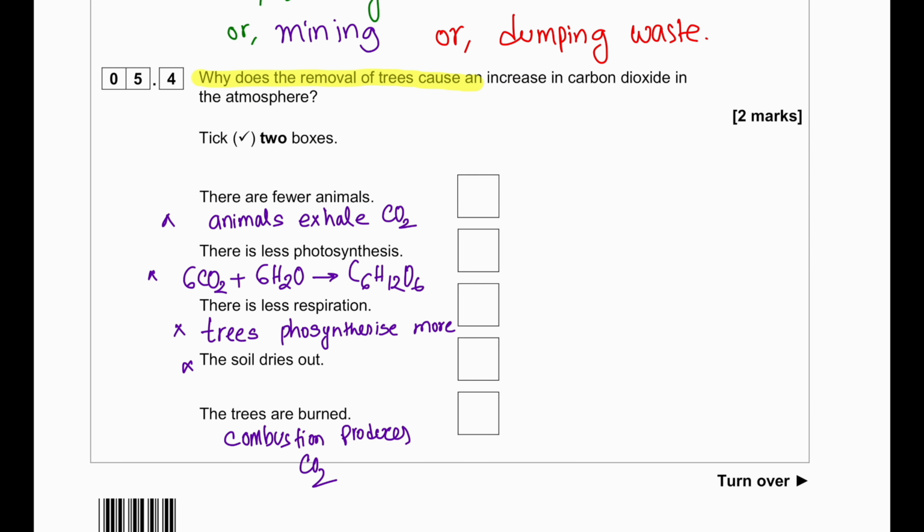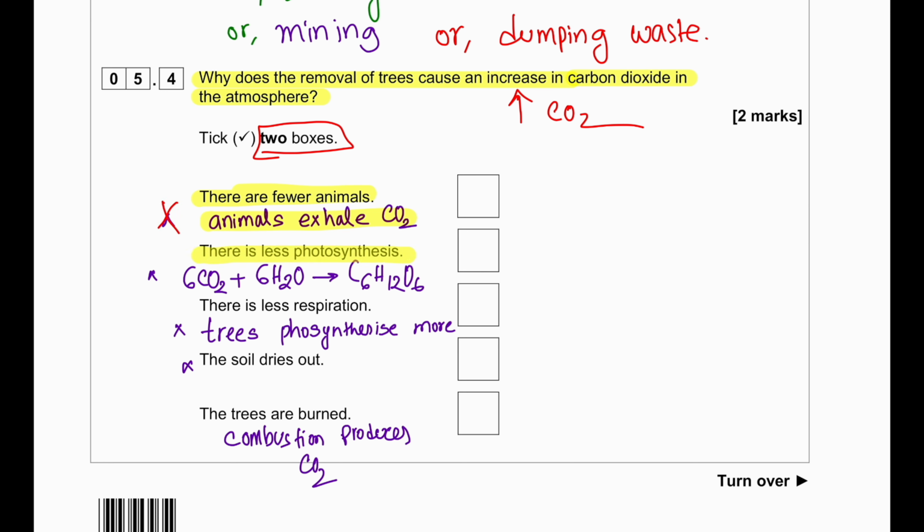Why does the removal of trees cause an increase in carbon dioxide in the atmosphere? Because the question is asking about an increase in CO2, so we must point out those two boxes that allow CO2 to increase. There are fewer animals. Animals exhale CO2. Since there are fewer animals, that means this point is not valid.